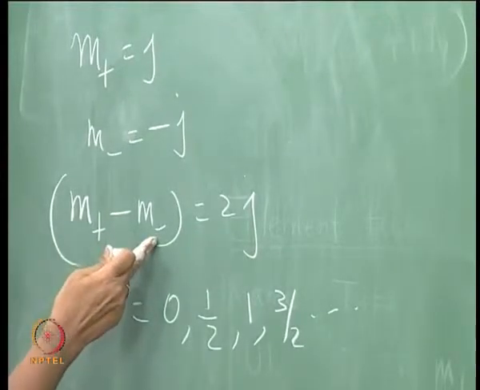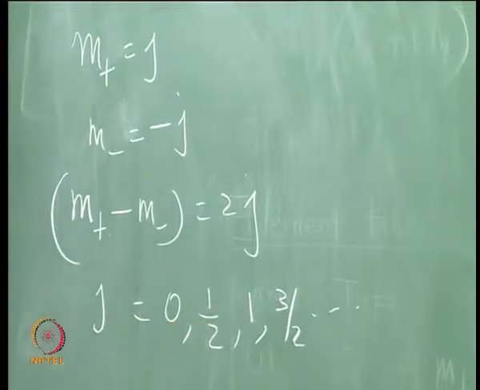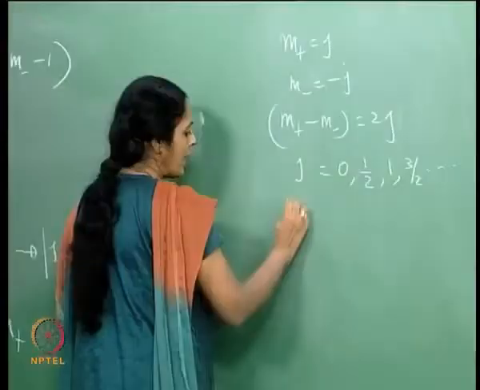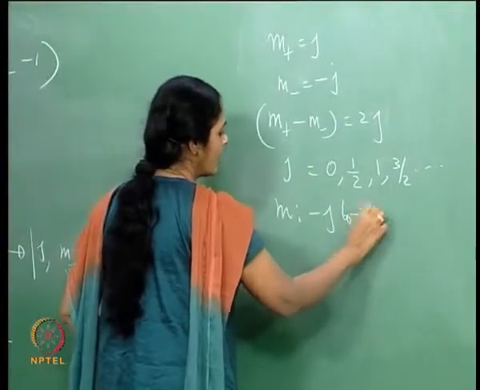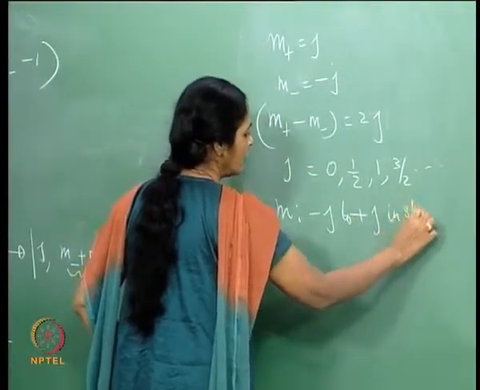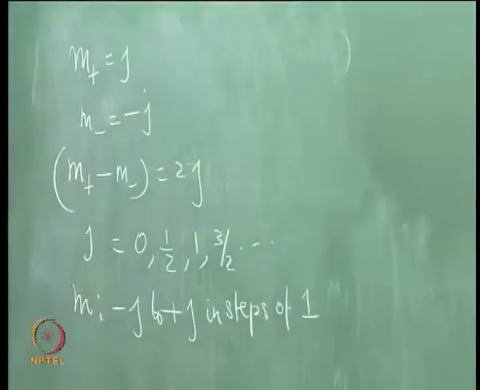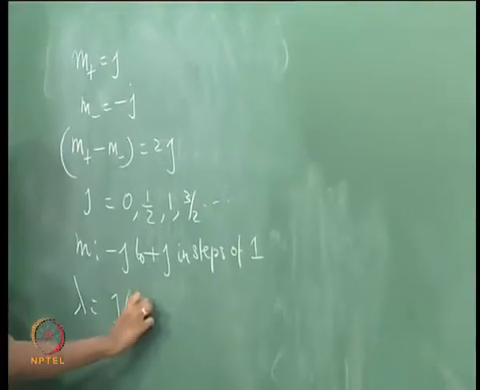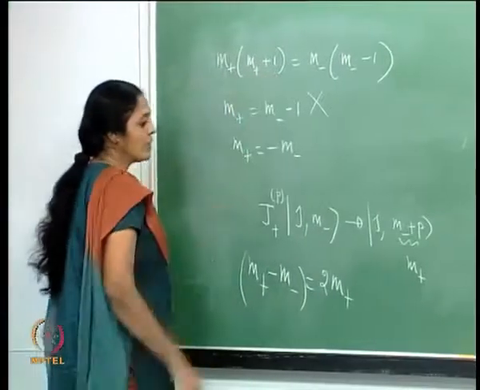If this is 0, of course it is 0. If this is 1, it is half. If it is 2, it is 1, and so on. And m can take values minus j to plus j in steps of 1. And lambda itself is therefore j into j plus 1. It is j into j plus 1.